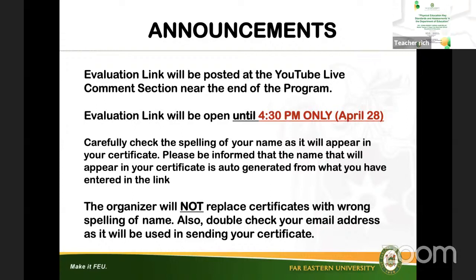So definitely, if the email address that you will input is wrong, we cannot send you, okay? So the organizers will not replace certificate with wrong spelling of name. Also double check your email as what I have mentioned, as it will be used in sending your certificate. Please try to understand also our dear participants that the organizers are also students. They are busy in doing a lot of online activities. That's why we came up with this kind of ruling in our webinar. I hope you understand, and God bless you all, and thank you for attending our webinar today.